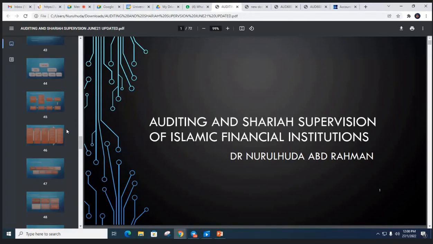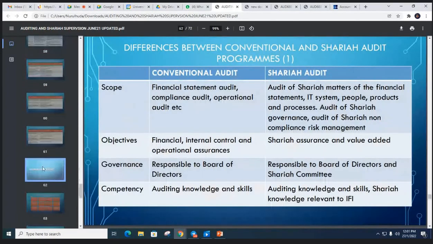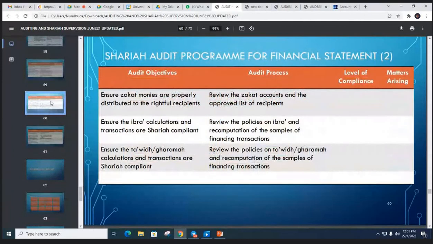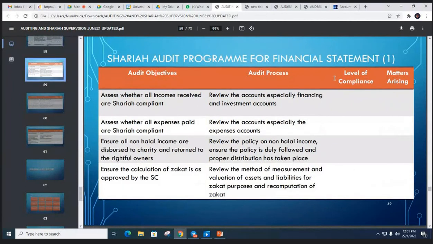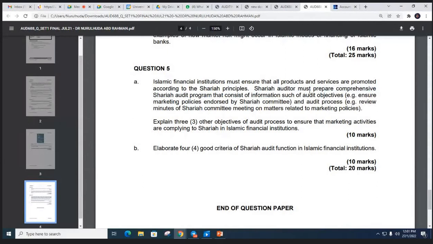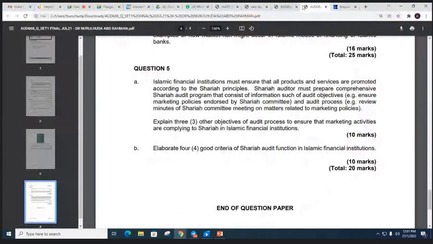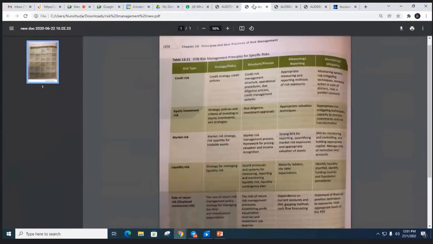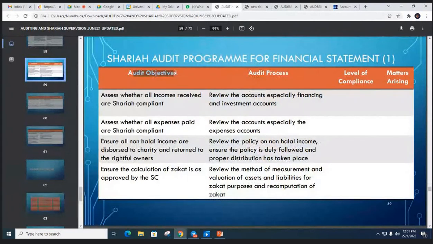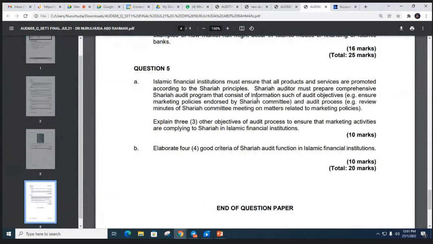Okay, audit program. This is the Sharia audit program. Sharia auditor must prepare comprehensive Sharia audit program that consists of audit objective and audit process. Okay. Where was it just now? Where did I open it? Okay. Audit objective and audit process. Sharia auditor must prepare comprehensive Sharia audit program that consists information such as audit objective and audit process. This is an example.